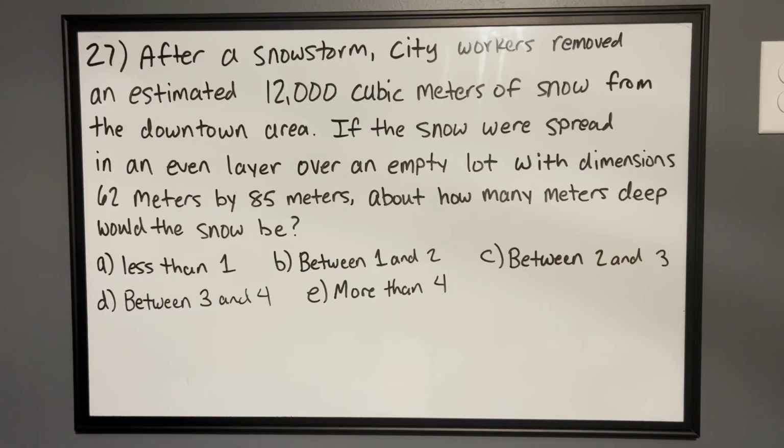Okay, so here's question number 27. It says, after a snowstorm, city workers removed an estimated 12,000 cubic meters of snow from the downtown area.